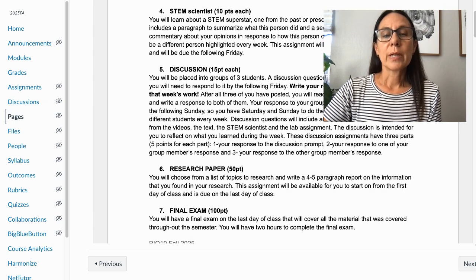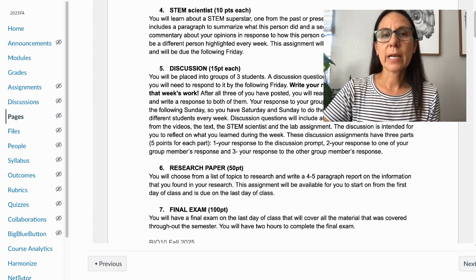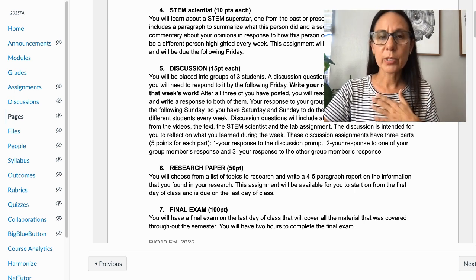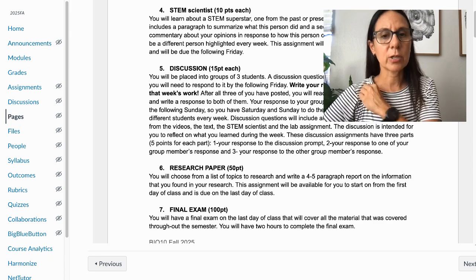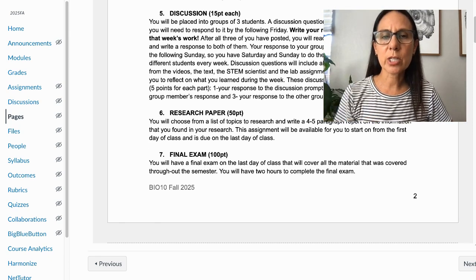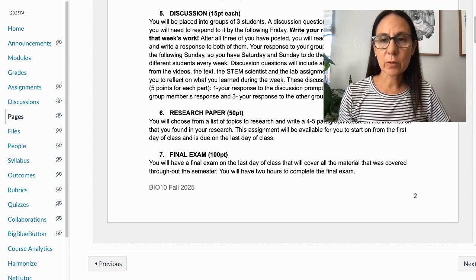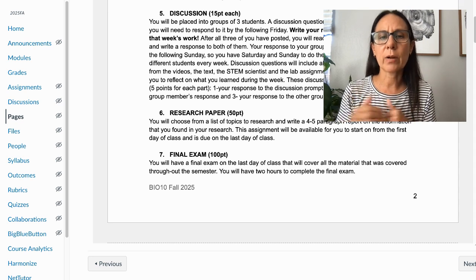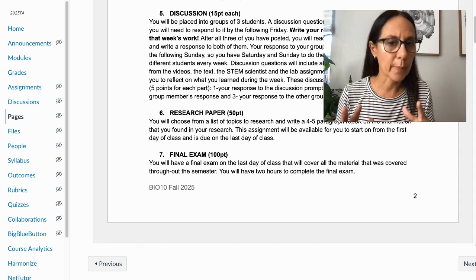Then you're going to learn about a STEM scientist. There's like one every couple of weeks. Okay, so it's not every week, but you're going to learn about some STEM scientists, and then you're going to write a reflection on each one. Then there's a discussion so that you guys can interact with each other. There is a discussion every single week. You are going to post your first response on Friday, and then you're going to come back over the weekend and respond to your group members.